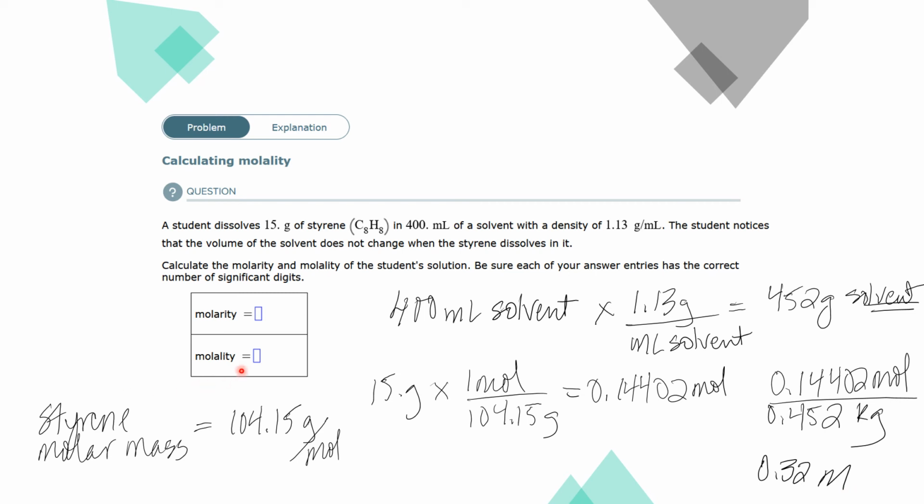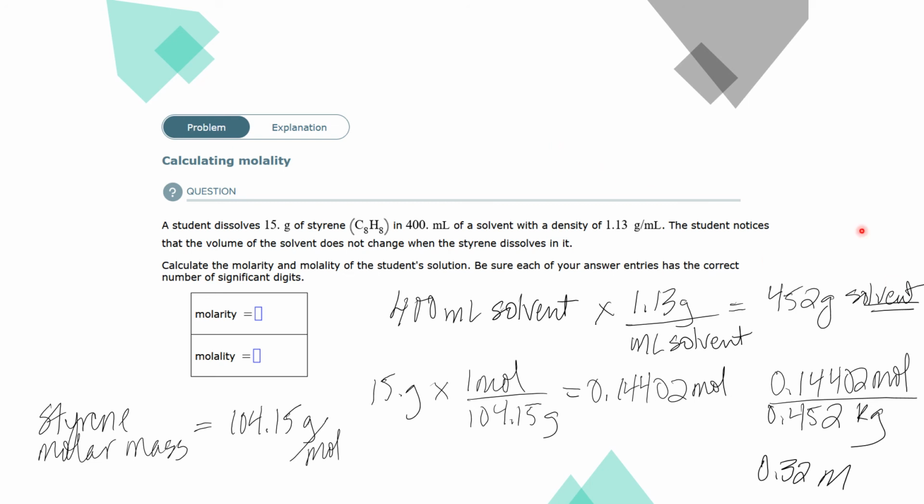Now notice I did molality first. I didn't have to necessarily, but it's a slightly trickier calculation. To do molarity, we're going to use the moles that we calculated here, which is 0.14402 mole. Now the other important thing to notice in this problem is that the volume of the solvent does not change when the styrene dissolves in it. That means the 400 ml of solvent is going to be also 400 ml of solution.